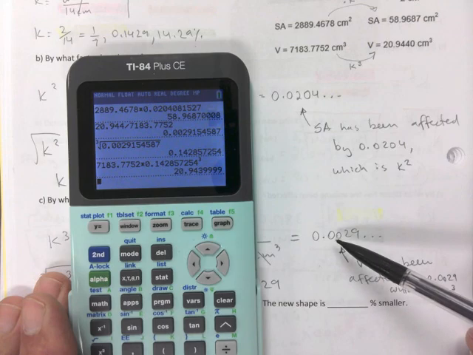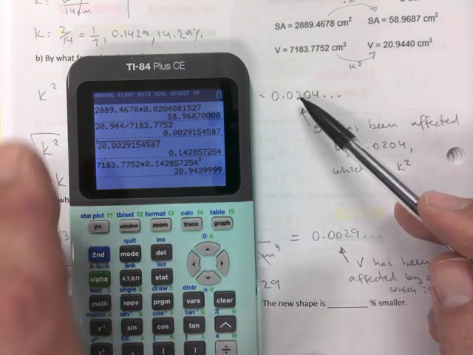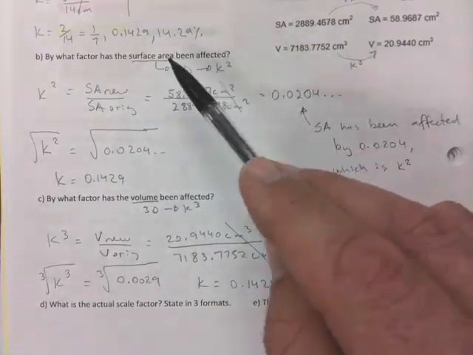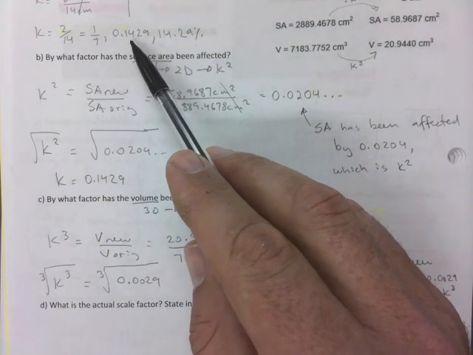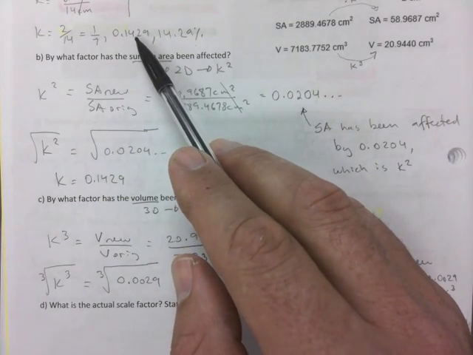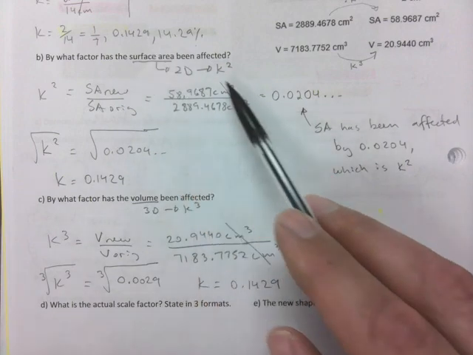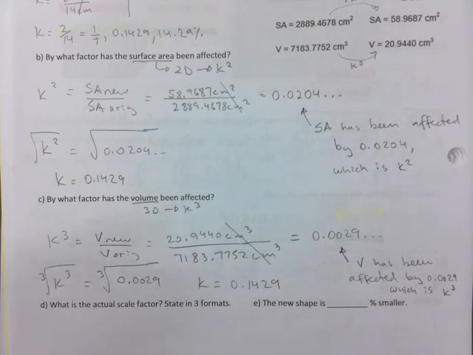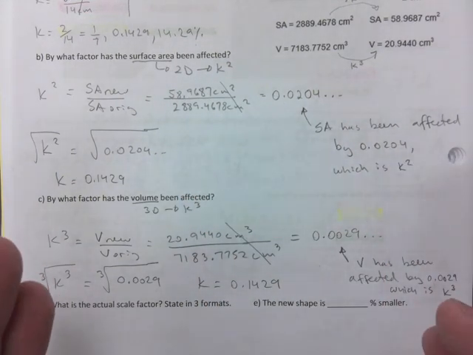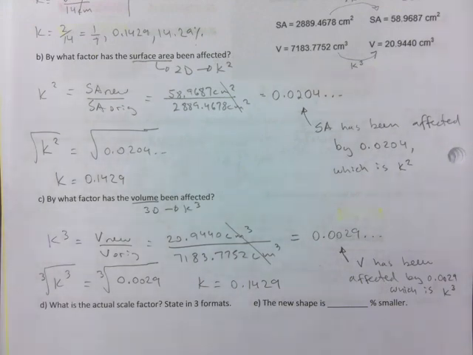So this is k cubed, this is k squared, and it's just different because any decimal that is less than 1, if you square it or cube it or raise it to any power, it will be even smaller. It's almost like saying half of half of half. If half is 0.5, you keep getting a smaller number.